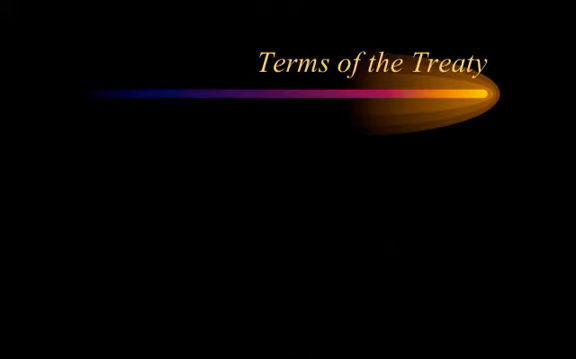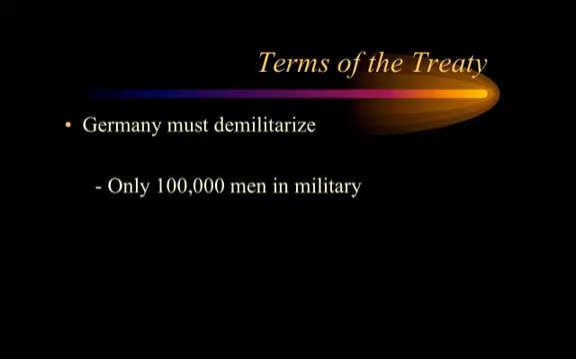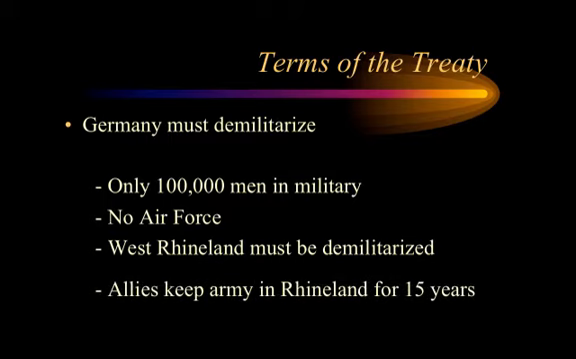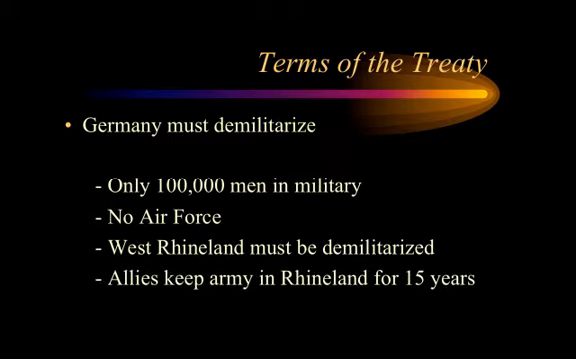There are a few terms of the treaty which all affected Germany as a nation. The first term of the treaty was that Germany must demilitarize. This means they are only allowed 100,000 men in the military. They are not allowed to have an air force. West Rhineland must be demilitarized. This is the land that's in between Germany and France. And the Allies are allowed to keep an army in the Rhineland for 15 years.